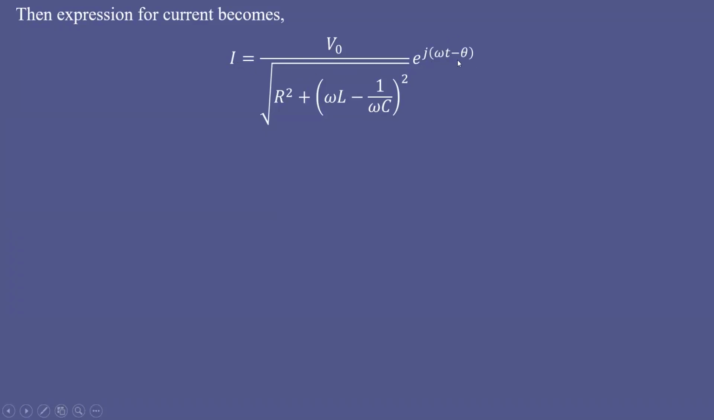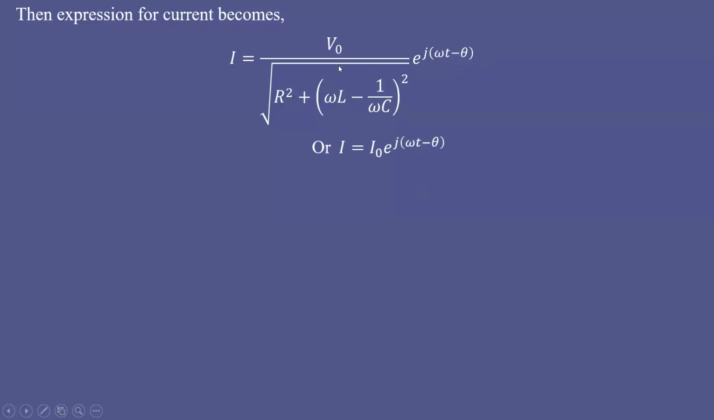So current has the phase omega t minus theta. What is the phase of the voltage? Voltage has the phase omega t, because voltage is equal to V naught into e to the power j omega t. Therefore, voltage has the phase omega t and current has the phase equal to omega t minus theta.